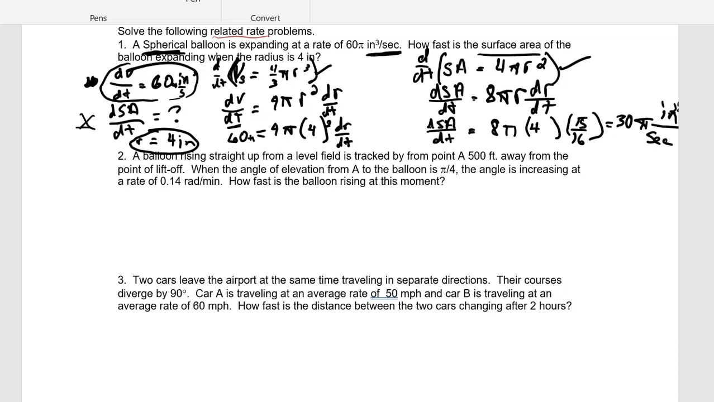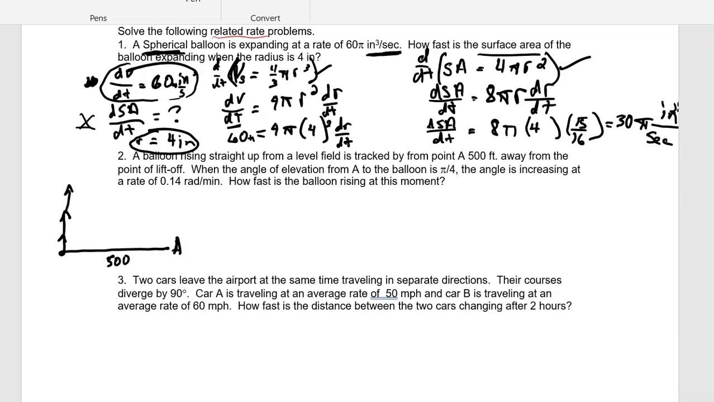I think I actually put this on your test, whether you remember that or not. It says a balloon is rising straight up from a level field. So over here, we'll draw this. Here goes our balloon. It tells you it's going straight up. It is tracked from point A, 500 feet away from the point of liftoff. So this is going to be A. We know the length from A to the point of liftoff is 500 feet.